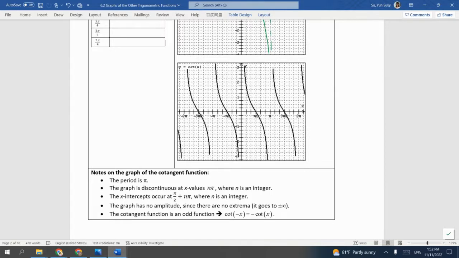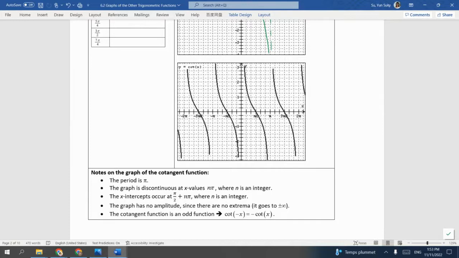The x-intercept occurs at, see, this is pi over 2. This is 3 pi over 2. Therefore, you can put them in the form of pi over 2 plus n times pi. Yeah, everybody? And this has no amplitude because it goes forever. Amplitude is like a band. Your sine and cosine are bounded between minus 1 and 1. That's the amplitude. But your tangents and cotangents go forever. You don't have amplitude. So no extrema.